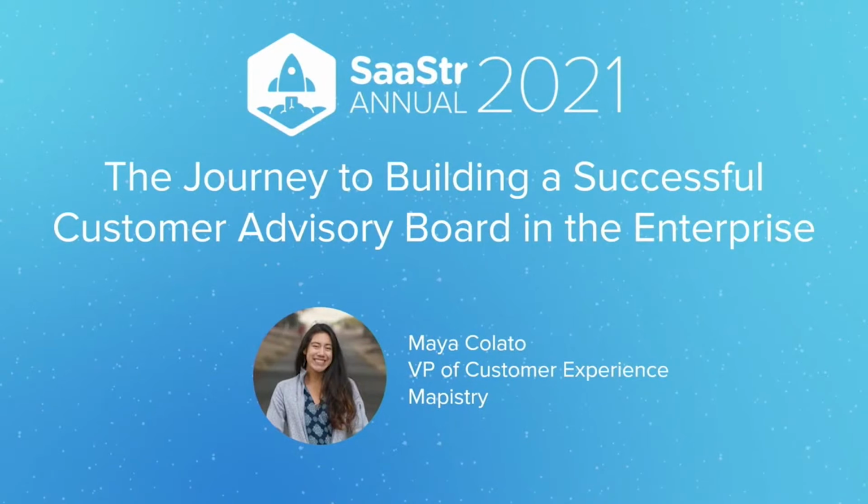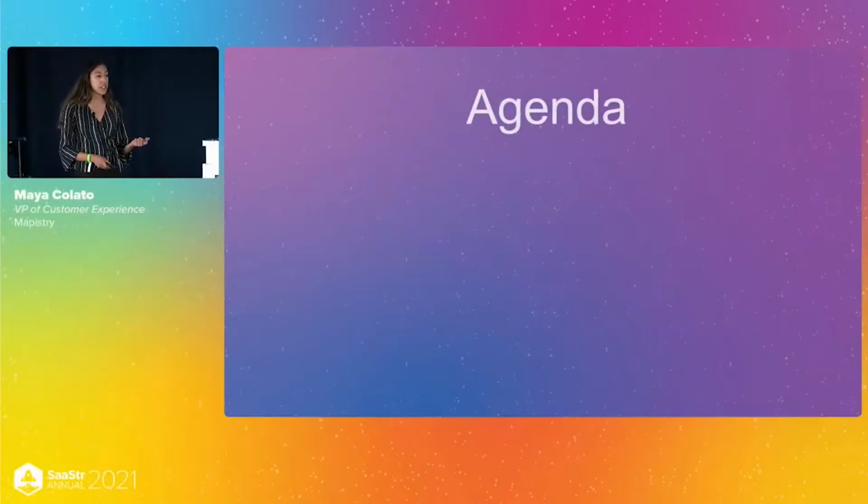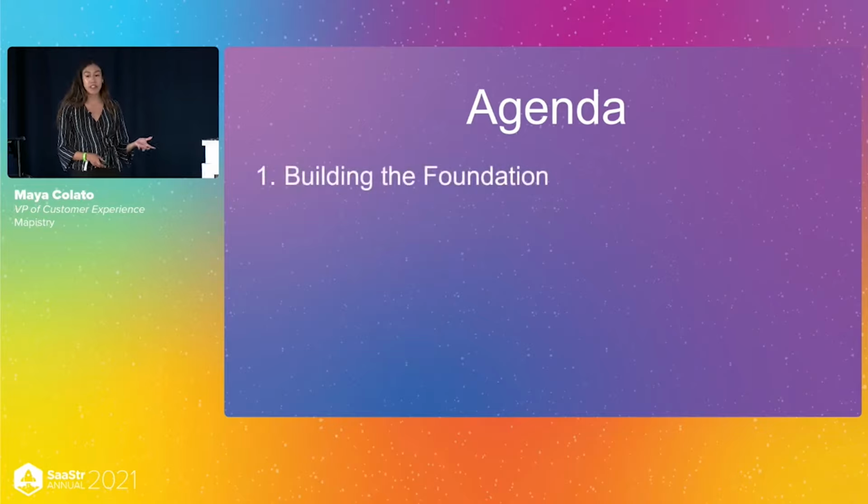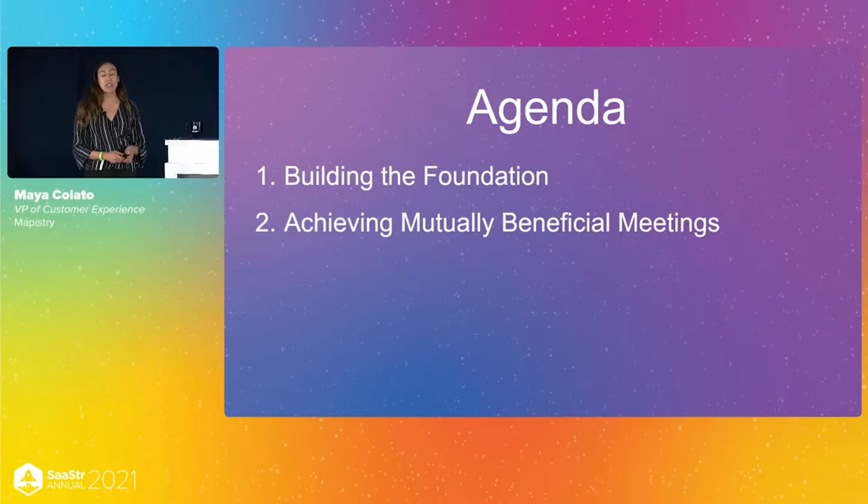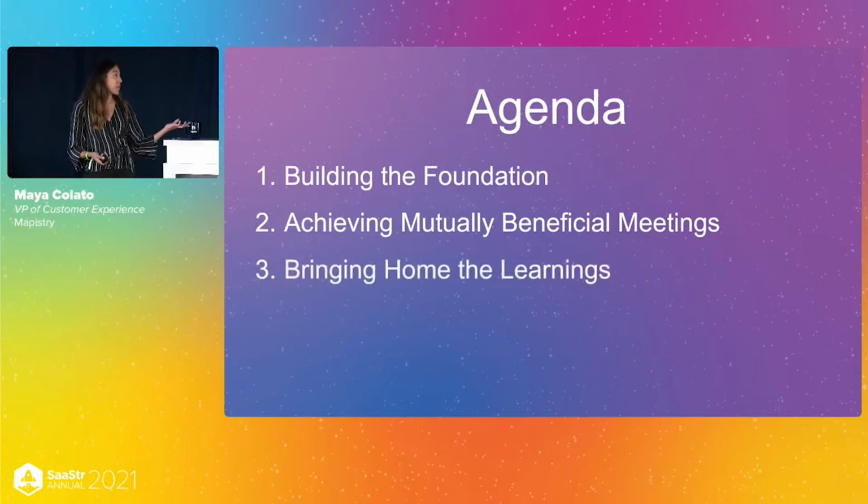I am the VP of Customer Experience at Mapistry, and I'm really excited to be able to talk to you all about building customer advisory boards together. Today, I'm going to be talking about three main sections. The first will be building the foundation of your customer advisory board, or CAB. The second will be achieving mutually beneficial meetings, making sure you're getting as much as you can out of this and making sure your customers are having fun and you're having high retention rates throughout the year. The third will be bringing home learning.